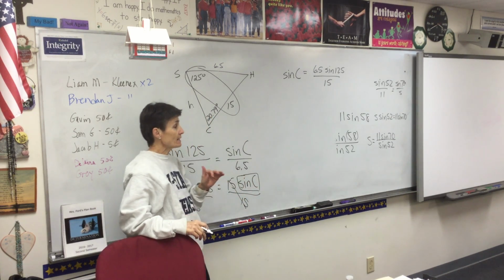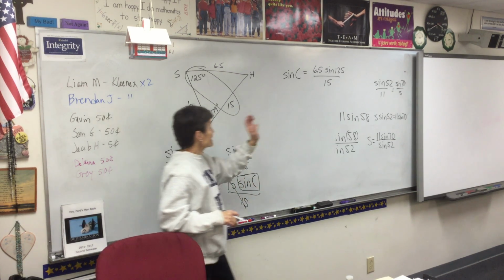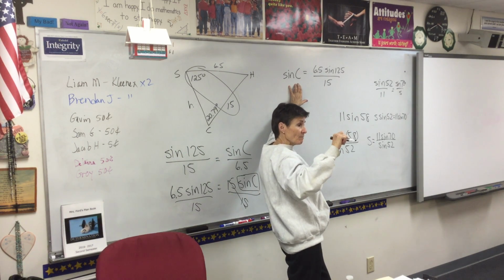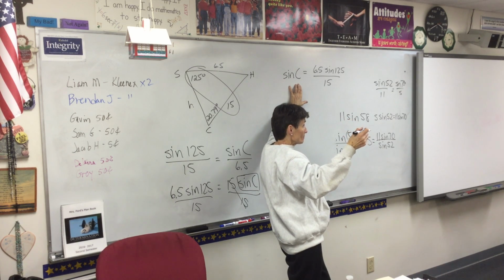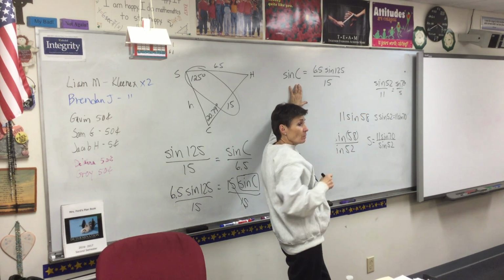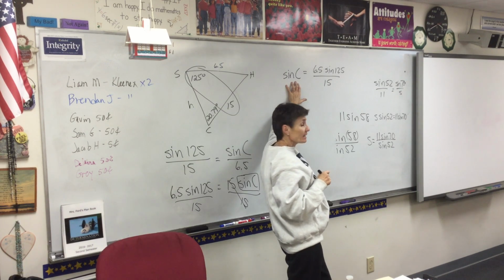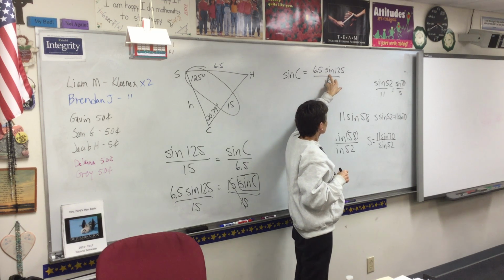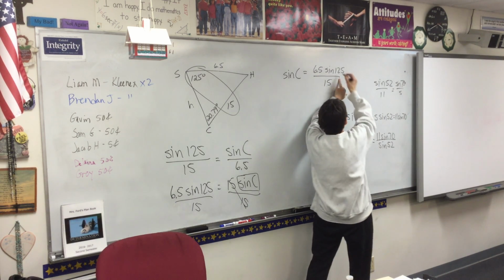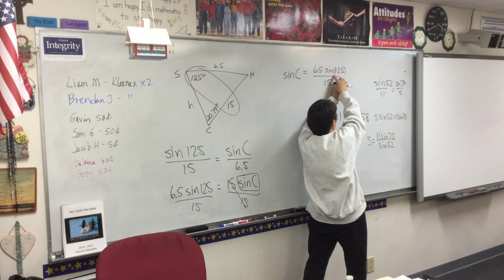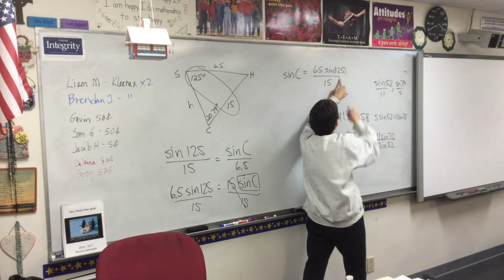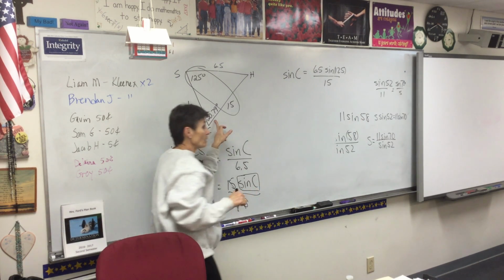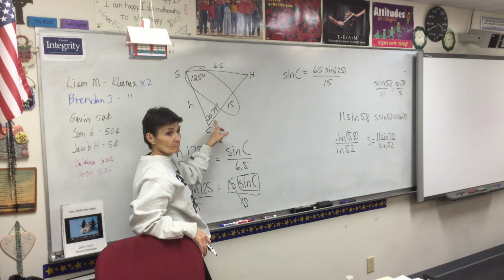Okay, so let's try that again. If you didn't get it right, type second sine. Anytime the variable is after the function, like log x, sine C, we have to use second. So second sine 6.5 sine 125. Make sure you close the parentheses. Divided by 15, and it should give you 20.79.